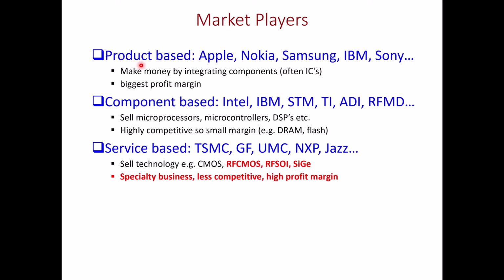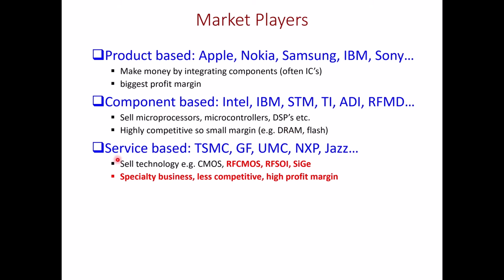As I said in the previous slide, you have the product based companies like Apple, Nokia, Samsung, IBM, Sony. These companies make money by integrating components which are often ICs. Of course these are product based, so they are closest to the buyer, so their profit margins are also biggest. Then you have the component based companies such as Intel, IBM, STMicro, TI, ADI, RFMD and many more. They sell microprocessors, microcontrollers, digital signal processors, and many such things. This is a more competitive segment, so profit margins are smaller, right? If you talk about DRAM and flash, the profit margins are really small.